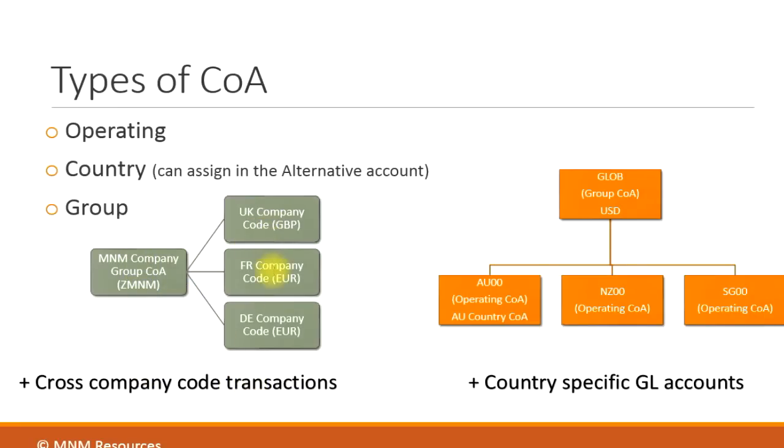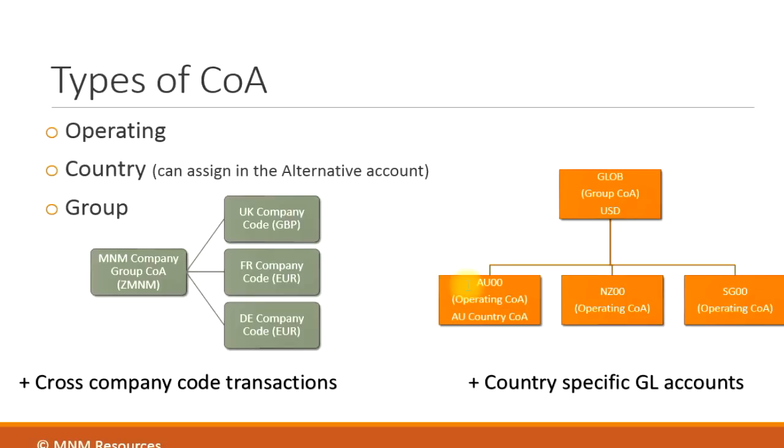So if you buy and sell, or you can sell on behalf of this company or buy on behalf of this company or pay on behalf of these companies, all these cross company code transactions can be done only if they are under the same operating chart of accounts.